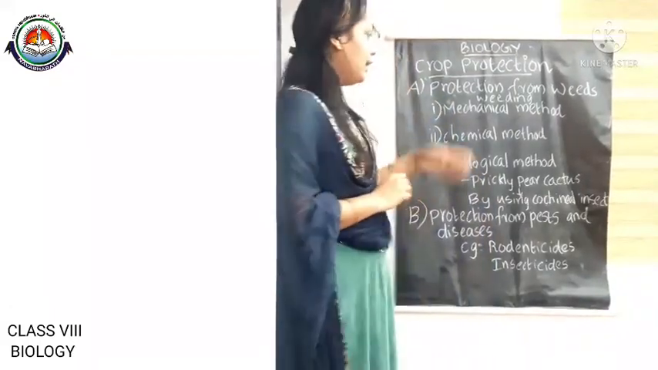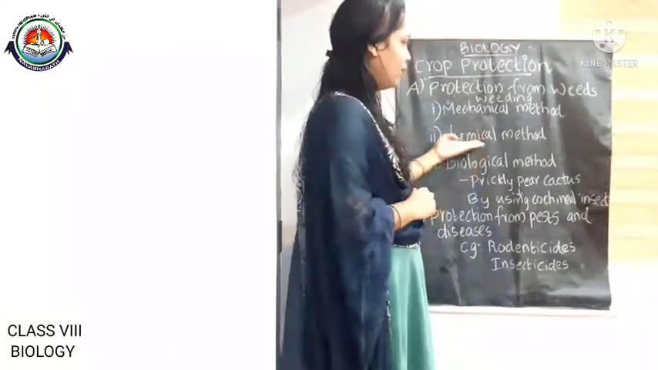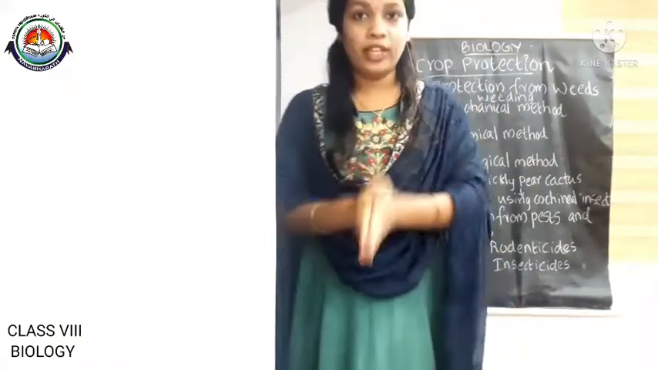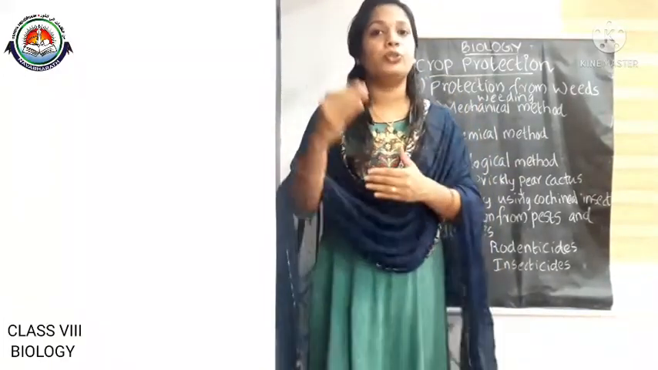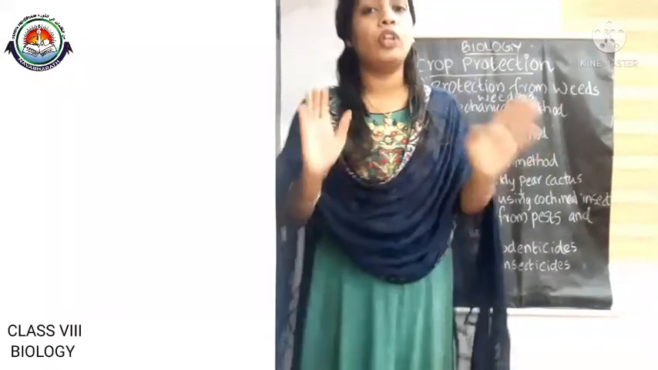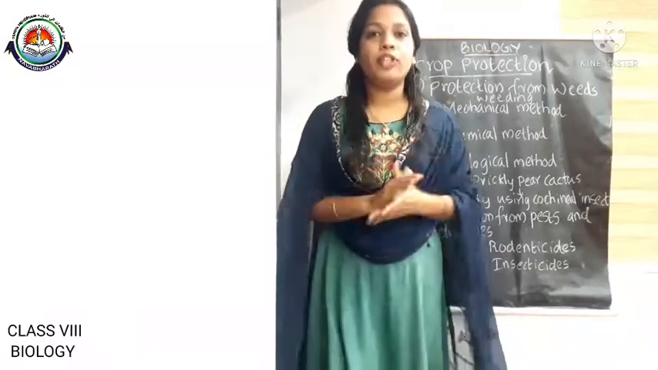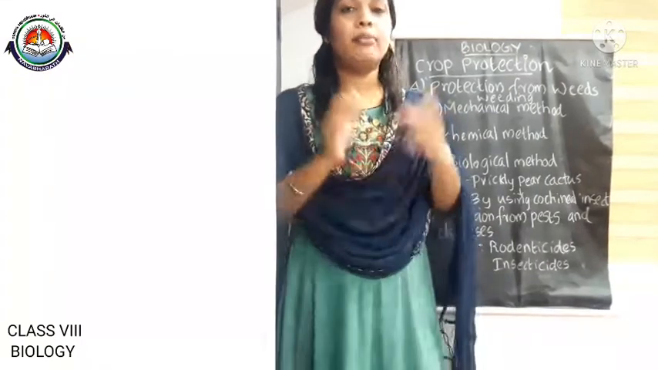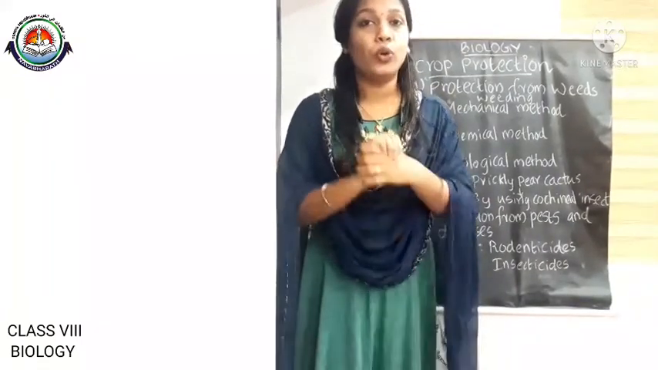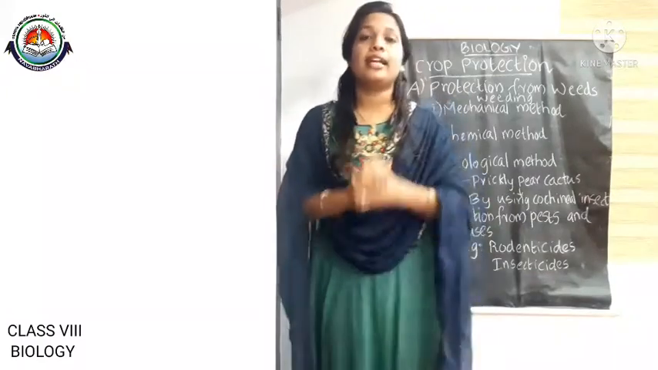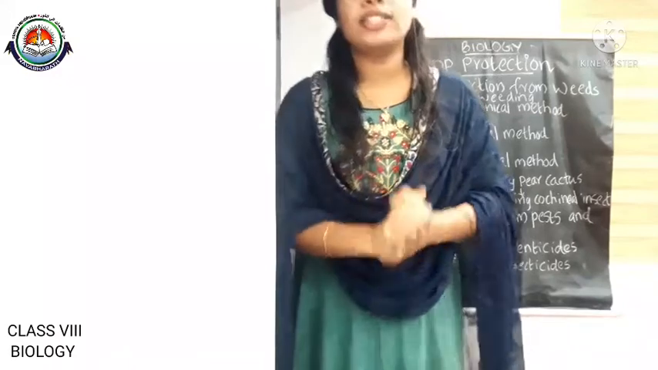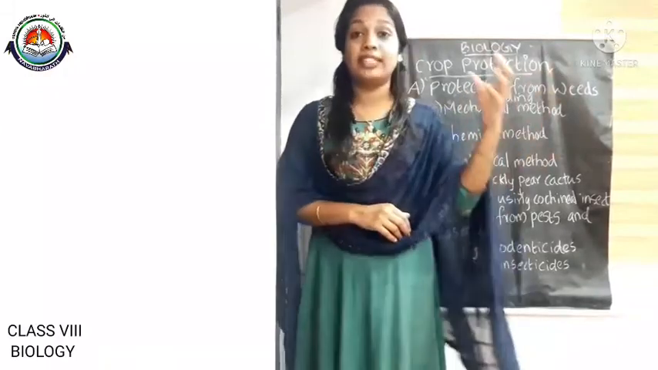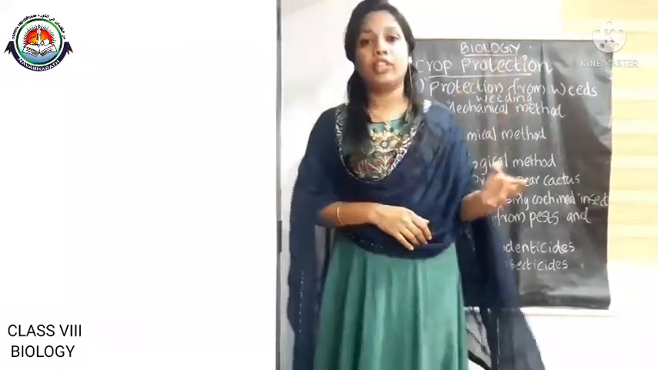In the chemical method, the term itself gives the definition. Certain chemicals are used for the removal of weeds, and that chemical is harmful to the weeds only, not causing any harmful effect to the crop plant. Such chemicals that kill the weed are called weedicides. The most common weedicide is 2,4-D, 2,4-dichlorophenoxyacetic acid. This is an example of a weedicide, which is the chemical method of weeding.